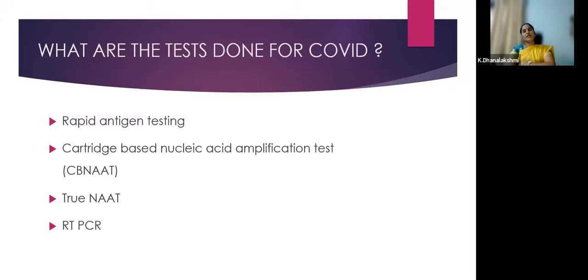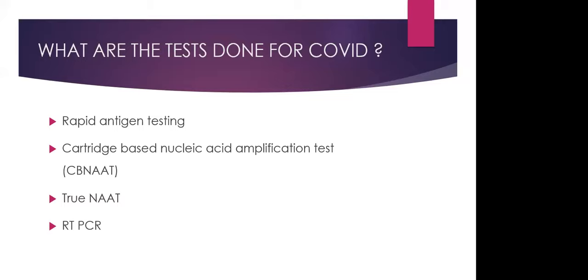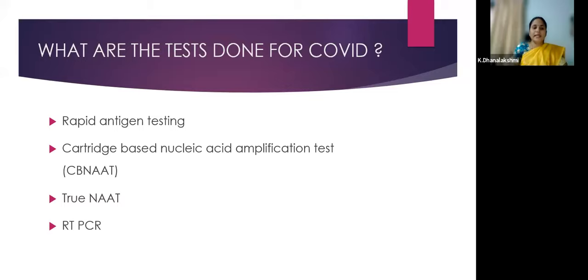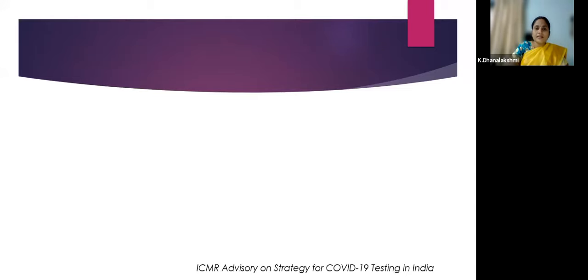Currently, what are the tests we are doing for COVID-19? It can be a rapid antigen test, or a cartridge-based nucleic acid test, that is CBNAAT, or TrueNat or RT-PCR testing. If it is rapid antigen testing, we can get the results within 15 to 20 minutes. If it is CBNAAT or TrueNat, we will get the results in 2 to 3 hours. RT-PCR takes 1 day, depending on where we are ordering the test.